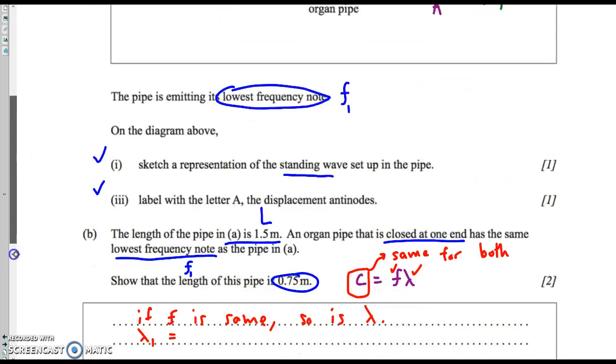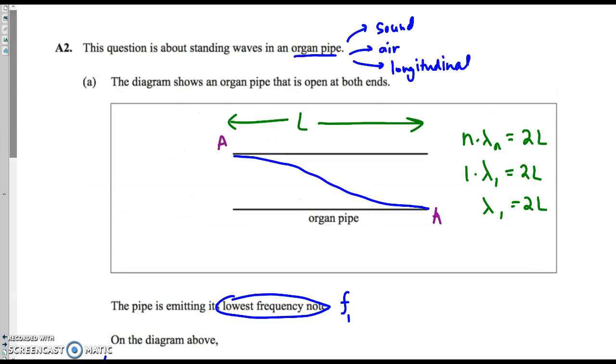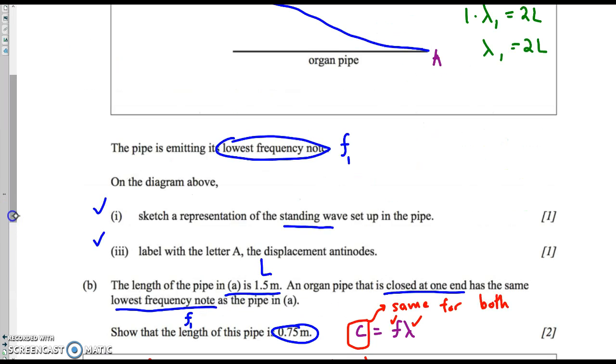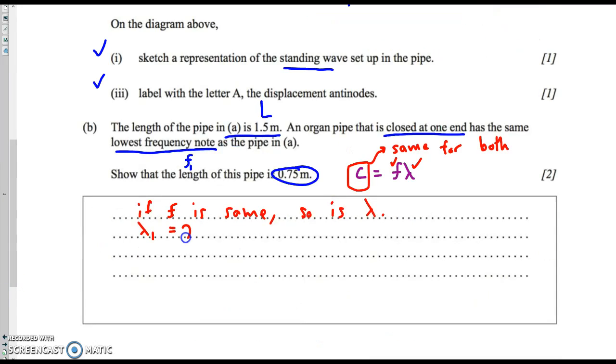When we do that work, we have to do it inside the box. Lambda 1 is 2 times the length, which is 1.5 for the first pipe. We get 3.0 meters. So that means lambda 1 is also 3.0 for the second pipe. But the second pipe is different. It's closed at one end. So we're not sure what this length, L, is.